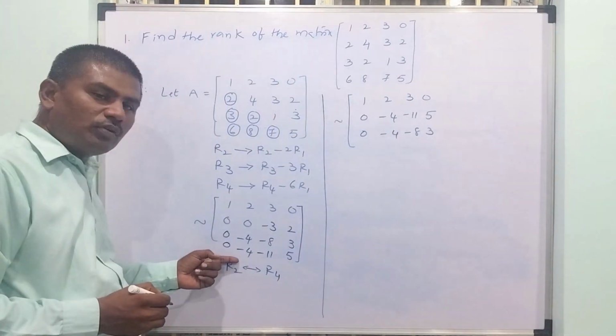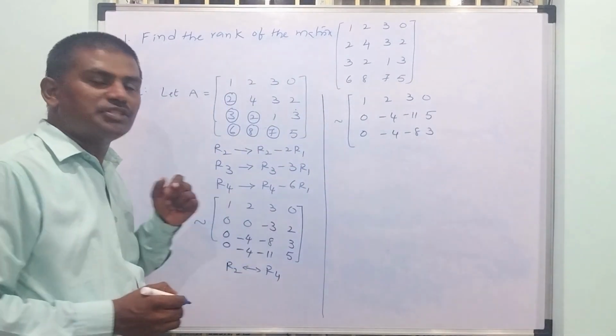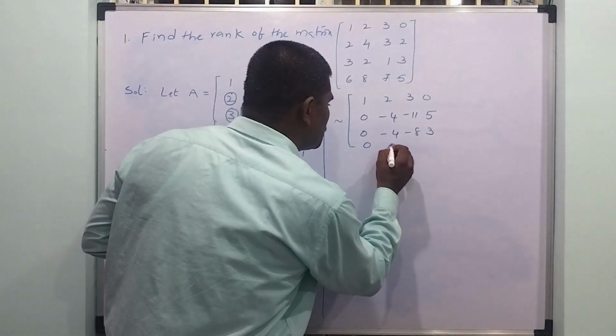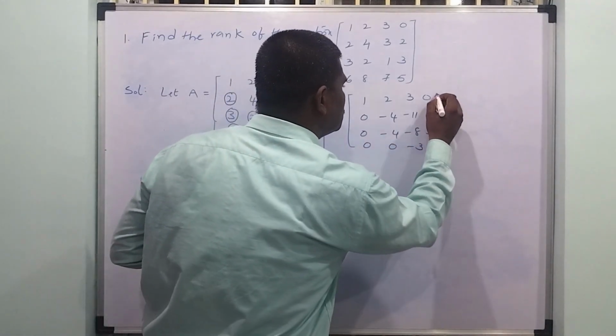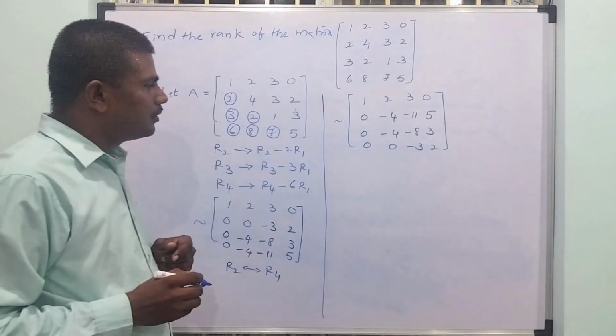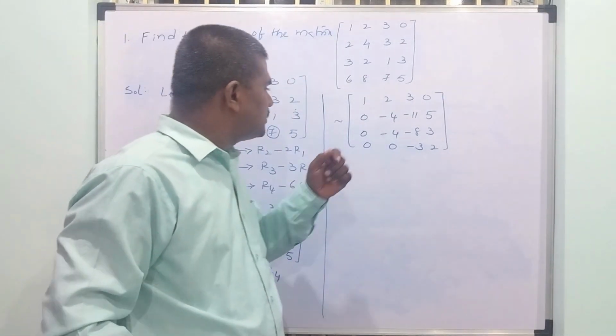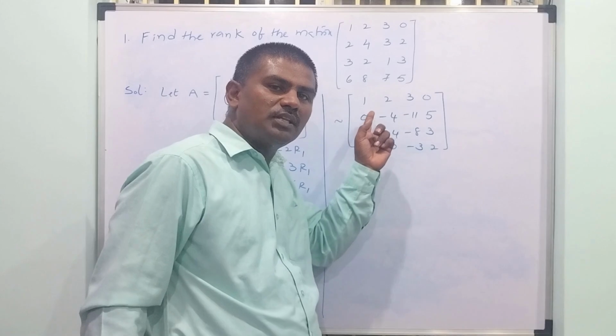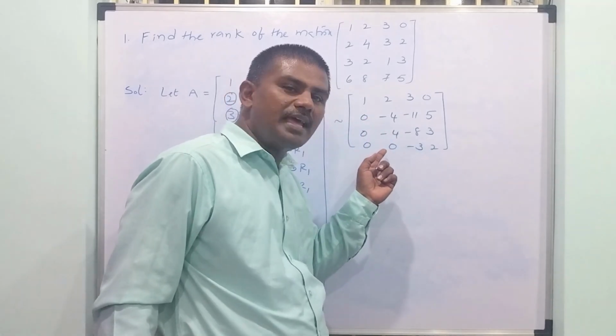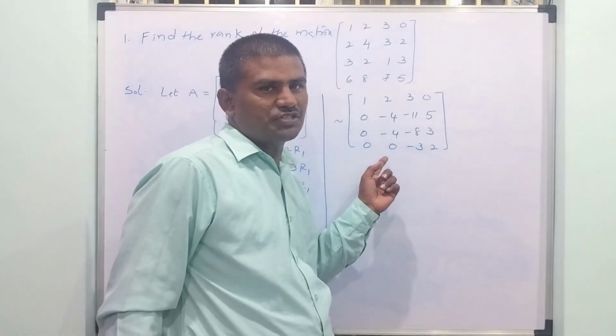And R4 will be R2. 0, 0, minus 3, 2. Now you can observe that the number of zeros before the non-zero elements will be less than the number of zeros in the next row.